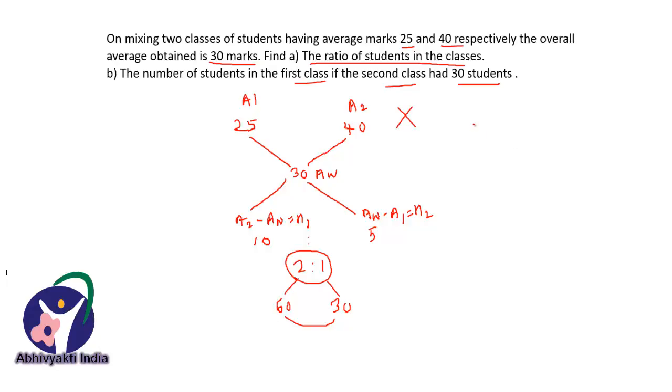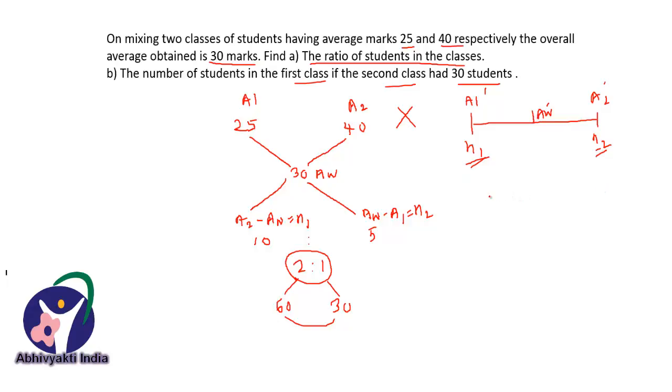There is another approach, that is the straight line approach, in which the same data is expressed in this way, that here it is A1, here it is A2, here N1, here we write N2, and in the middle here we write the weighted average, that is AW. So A1, A2 and AW are the three averages, and N1 and N2 are the ratios of quantities.